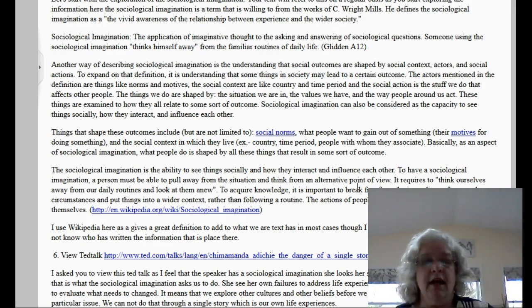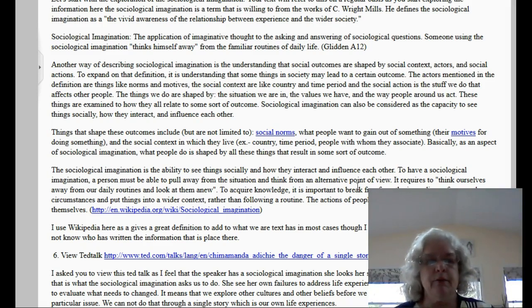And what we're looking at here is the actors need to explore the definition, and we look at the norms and the motives that occur and how they are shaped by the situation. The sociological imagination can be considered as a capacity to see how things socially and how they interact and influence each other. It takes us stepping outside of our own background. Each of our backgrounds is different, though a lot of similarities there depending on our race and our gender and our age, all of those things in place.